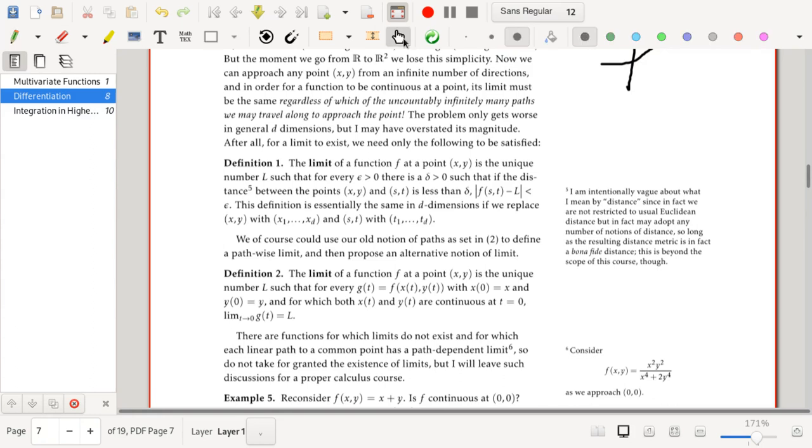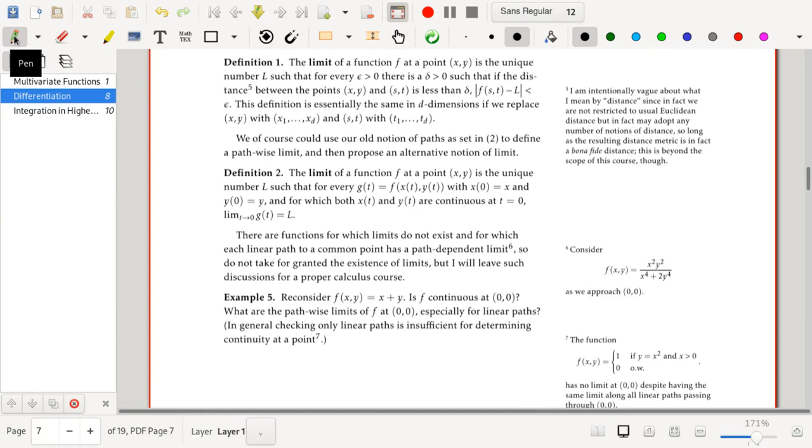Another way we can think of a limit, which is probably closer to the approaching-a-point notion: the limit of a function f at a point x, y is the unique number L such that whenever we have a path where that path at zero is x and y, and the path in the x direction and the y direction are both continuous, so the path can't jump. In principle we could have paths extending in both directions, so at t equals zero, the path is the point.